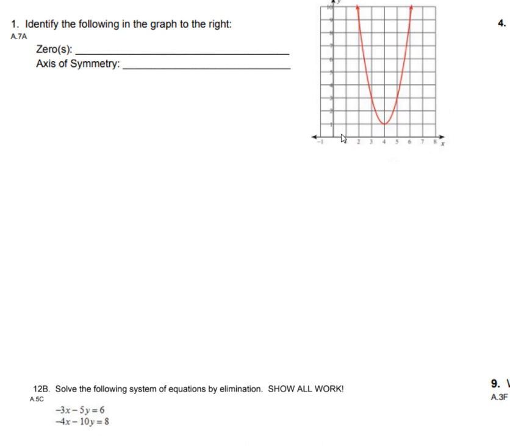Alexa, start a timer for 30 minutes. Alright, Alexa's got the clock running.